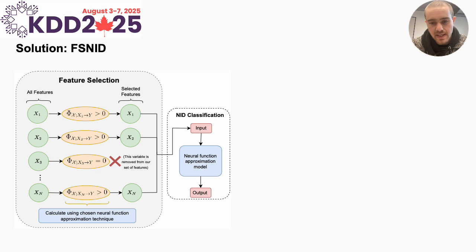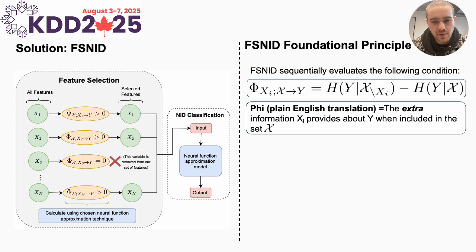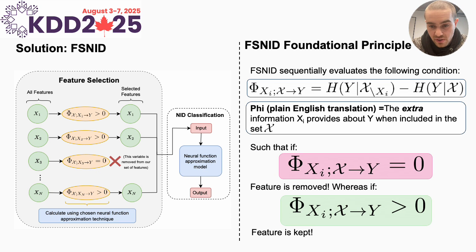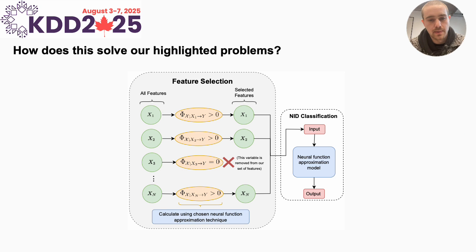Our solution is FSNID. In FSNID, we sequentially evaluate this condition, which roughly quantifies the extra information a variable x_i provides when included in the set X. If this value is 0, we remove this feature. If it's larger than 0, the feature is included. How does this solve the problems we discussed?